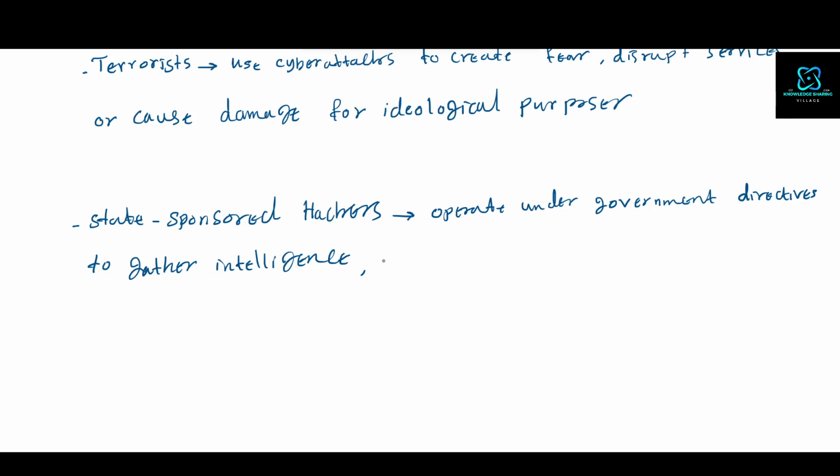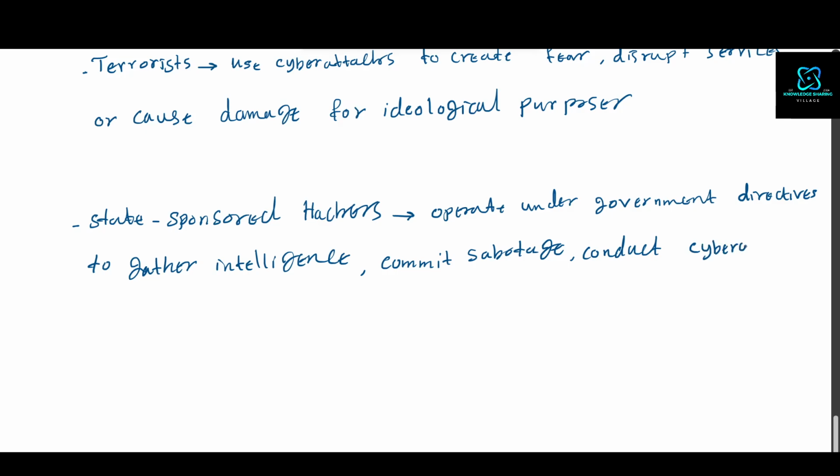They can also commit sabotage. For example, they can attack the energy system of a country, or, in the example of Stuxnet, they attacked the nuclear site in Iran. Or conduct cyber warfare. I cannot pronounce this word either, I'm sorry about that one. Cyber warfare. We are going to talk about what cyber warfare is in a separate video.